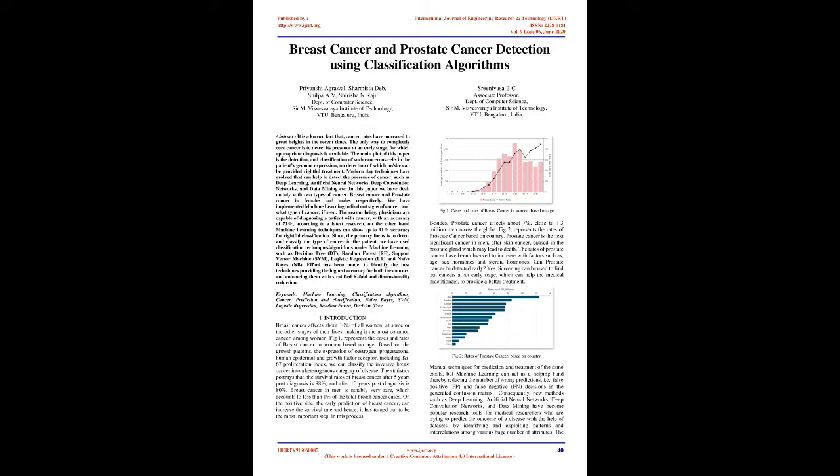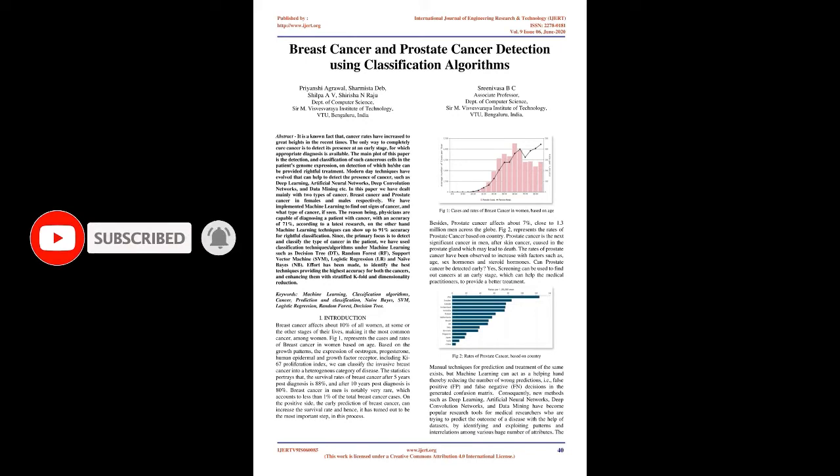The reason being, physicians are capable of diagnosing a patient with cancer with an accuracy of 71%, according to the latest research. On the other hand, machine learning techniques can show up to 91% accuracy for rightful classification. Since the primary focus is to detect and classify the type of cancer in the patient, we have used classification techniques/algorithms under machine learning such as decision tree (DT), random forest (RF), support vector machine (SVM), logistic regression (LR), and naive Bayes (NB). Effort has been made to identify the best techniques providing the highest accuracy for both the cancers, and enhancing them with stratified k-fold and dimensionality reduction.